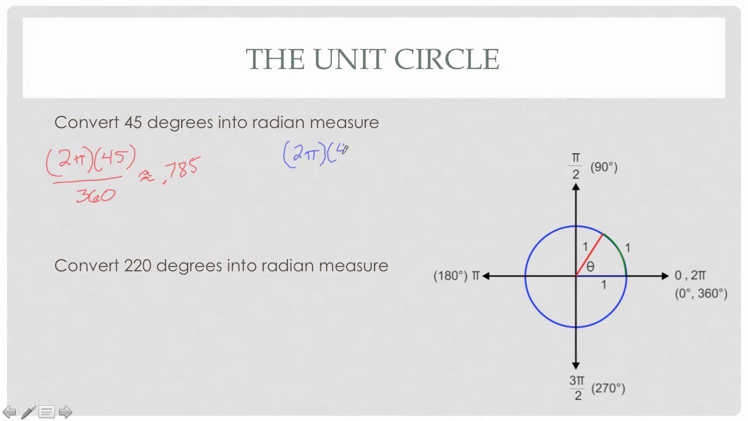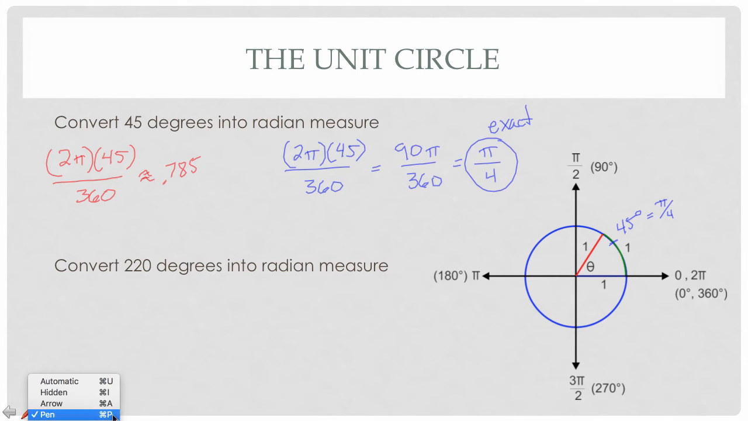So 2 pi times 45 over 360. Check this out. 2 times 45 is just 90. So that's the same as 90 pi over 360. But 90 over 360, I can reduce that down to 1/4. And so it just becomes 1 pi over 4. And there's our exact measurement. 45 degrees right here on this circle is equal to pi over 4 radians. Nicely done.